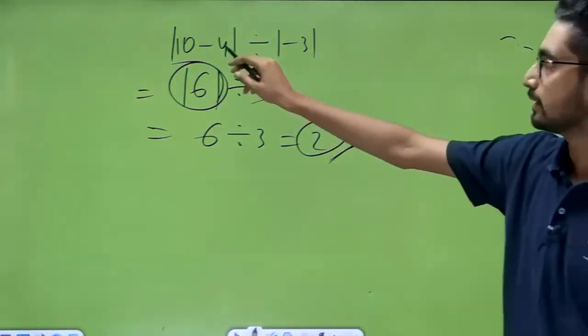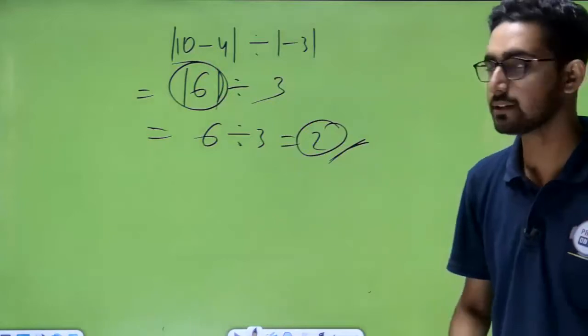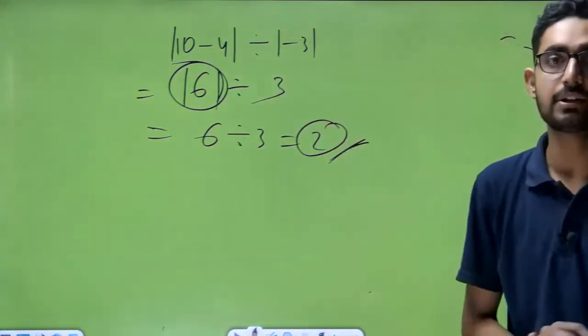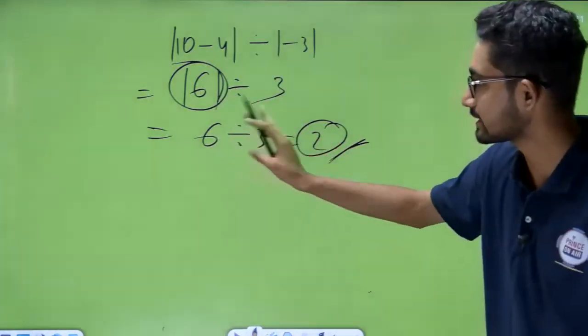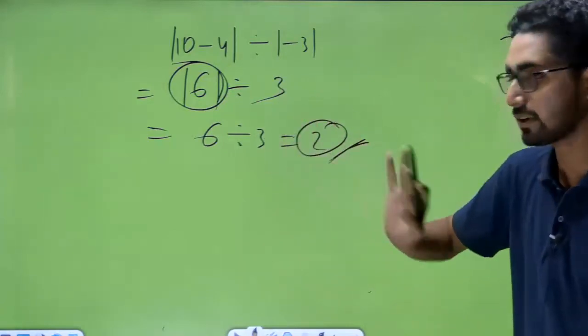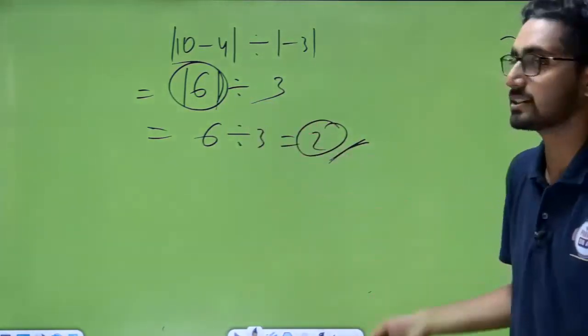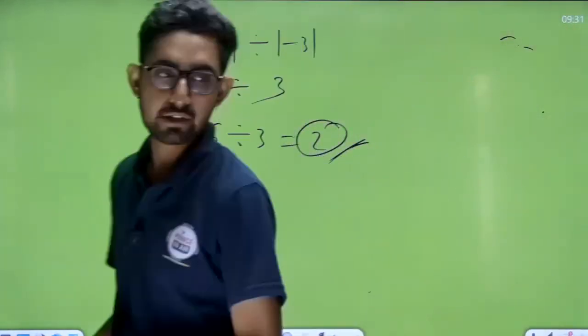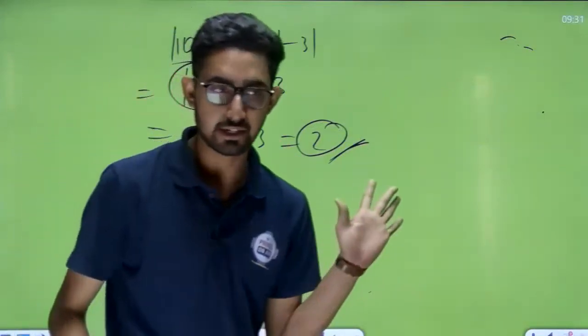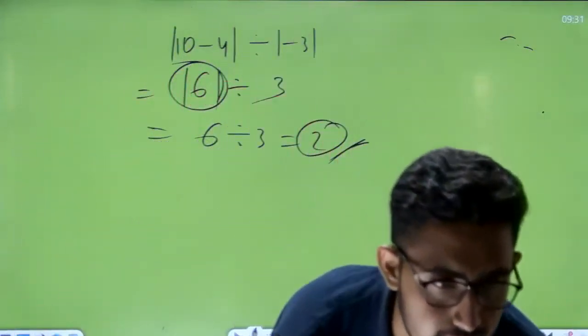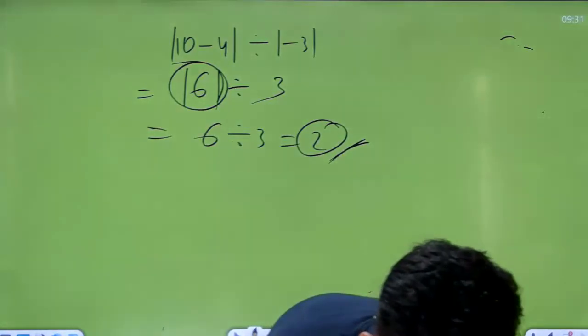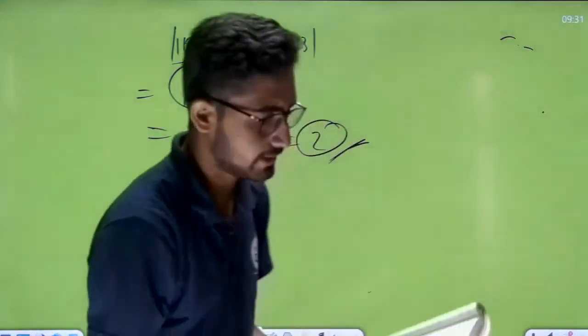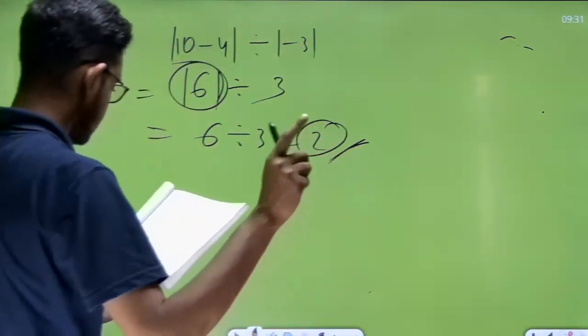Again I am telling you, 10 minus 4, write down here. Mod minus 3, write down here. What is the value of mod 6? 6 only. 3, write down as it is. And 6 divided by 3 is equal to 2. Done. Okay. No issue. Very easy question. Yes, students. Now tell me, students, what is the answer of this question? Tell me, okay?